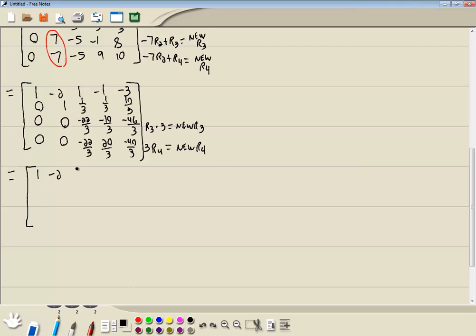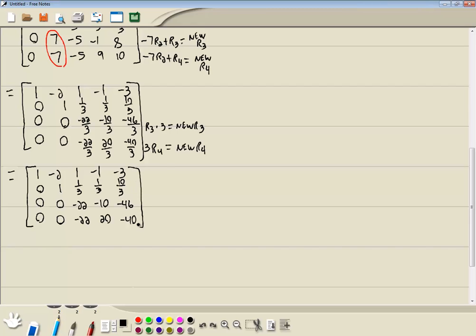So we've got 1, negative 2, 1, negative 1, negative 3, 0, 1, 1/3, 1/3, 10/3. 3 times 0, 0, 0. 3 times 0, 0. 3 times negative 22 over 3 is negative 22. 3 times negative 10 over 3 is negative 10. 3 times negative 46 over 3 is negative 46. 3 times 0, 0. 3 times 0, 0. 3 times negative 22 over 3 is negative 22. 3 times 20 over 3 is 20. And 3 times negative 40 over 3 is negative 40.